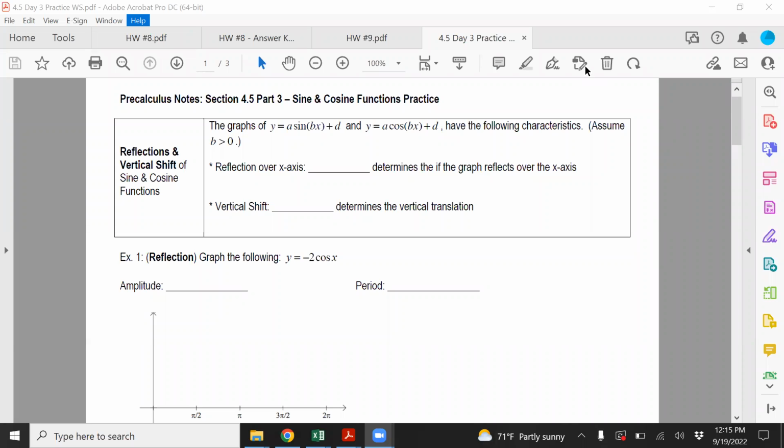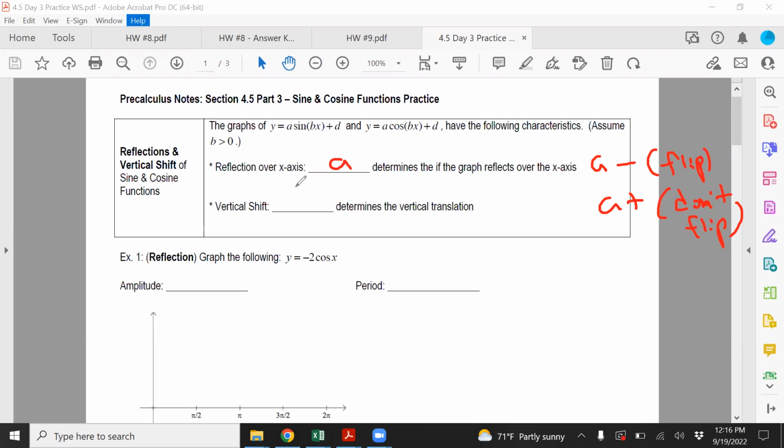All right. So just to review, guys, quiet please. Just to review, when you reflect over the x-axis, the constant a determines if the graph reflects over the x-axis. So if a were negative, you flip. If a is positive, don't flip. So if that makes sense.